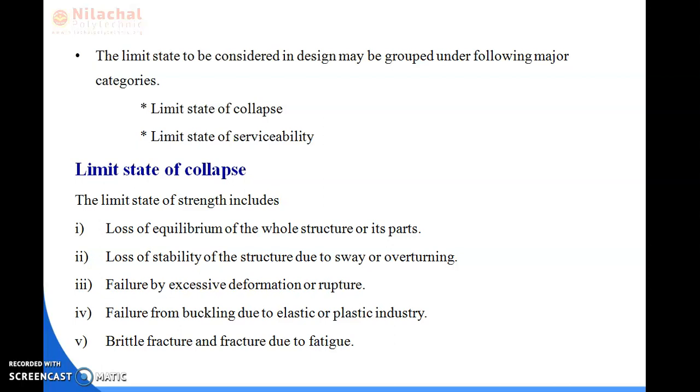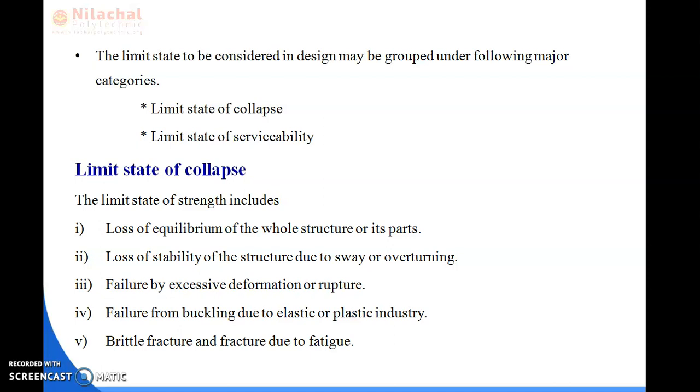The limit states to be considered in design may be grouped under the following major categories. Basically the limit state method works on two kinds of limit state: one is the limit state of collapse and another is the limit state of serviceability. It is the combination of both design criteria, the working stress method and the ultimate stress method. The limit state of collapse includes the loss of equilibrium of the whole structure or its parts.